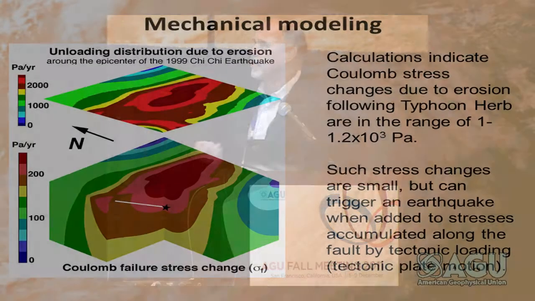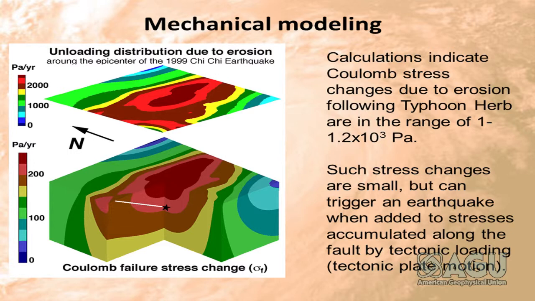Now, we did some numerical models. This is an area in Taiwan where there was an earthquake, marked by this star. The line is where the fault is, and we calculated using what's called the Coulomb stress change. We calculated changes after the typhoon on the order of 10 to the 3, or 1 kilopascal. I think it's related to what was mentioned before. Such changes are small, but when they're added to the overall changes imposed by the tectonic plate motion, they actually encourage the occurrence of earthquakes.